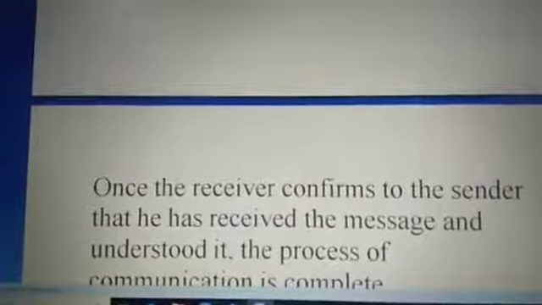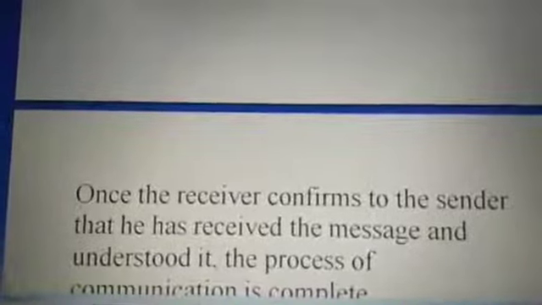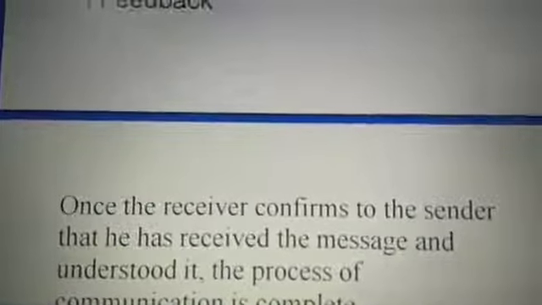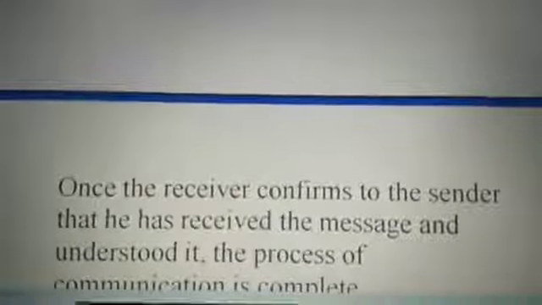Now, feedback. Once the receiver confirms to the sender that he has received the message and understood it, the process of communication is complete. When the receiver understands the message, he decides to send a feedback, a response to the sender. And when the sender receives the feedback, he is convinced that the process of communication is over and the goal involved in the process has been properly achieved.